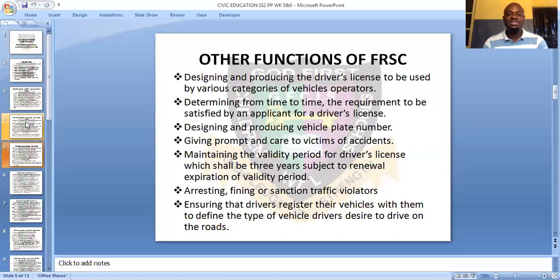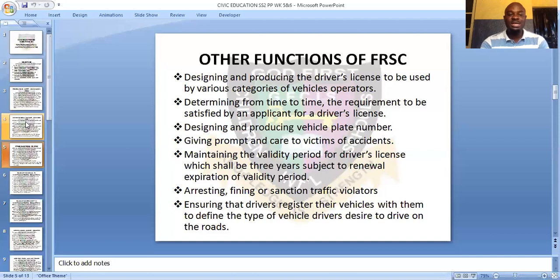Another function is ensuring that drivers register their vehicles with them to define the type of vehicle drivers desire to drive on the road. That is, when you are registering for your driver's license, the car will be registered with it so that they will know the kind of cars or vehicles that are going on the highway.